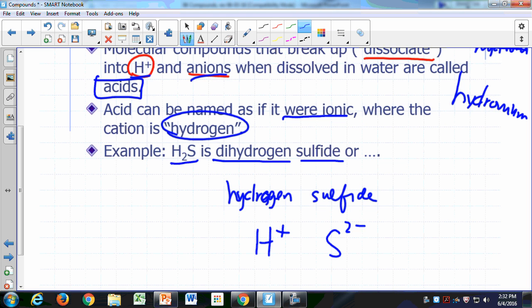So H plus, you get sulfide ions. And so if I gave you hydrogen sulfide as the name, you can figure out backward that the formula of the compound is H2S, because you're going to need two of these plus ones and one of the negative two to get a formula unit that's neutral.